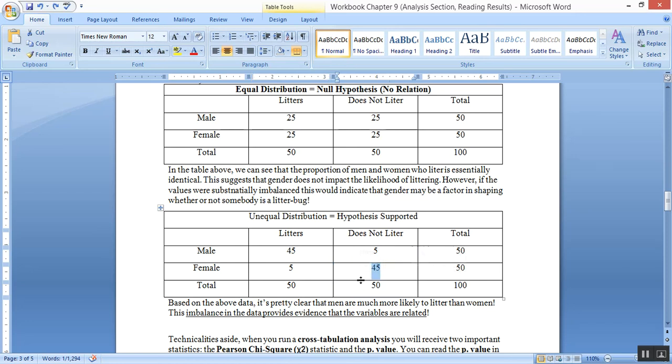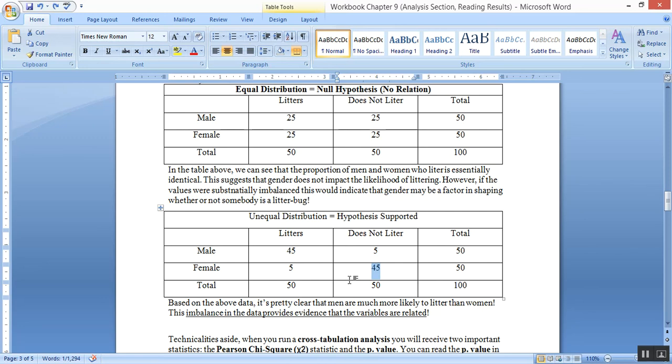This seems to indicate that men are much more likely to litter than are women. Men are much more likely to fall into the littering category than the do not litter category, whereas women are more likely to fall in the not littering category than the litter category. That suggests that maybe there is some relationship between these things. If these are your observations, you've noticed a systematic pattern that's true across multiple cases.